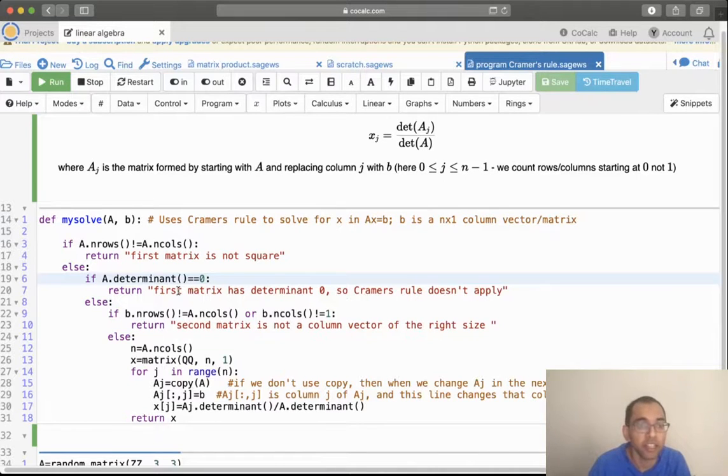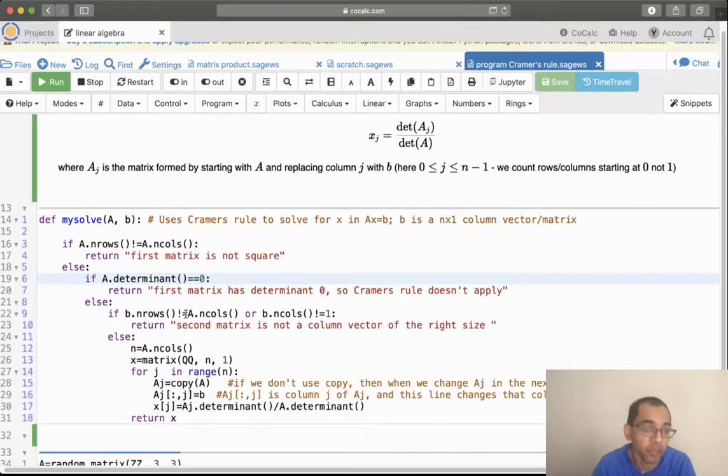Okay, then if we've passed these two error possibilities, there's maybe a third error possibility in this line, and it says I want to check that B has the right size. In other words, the number of rows of B, I want it to equal the number of columns.